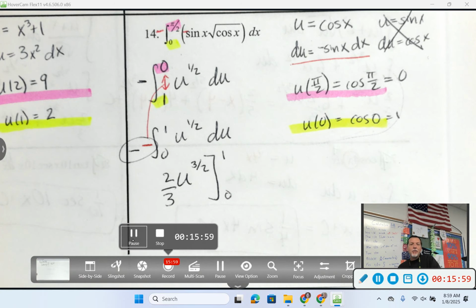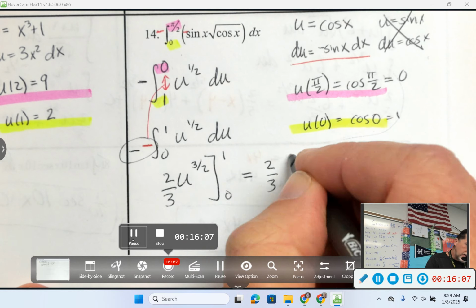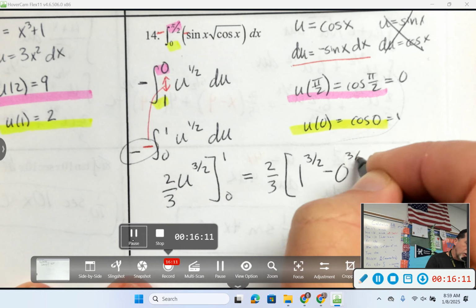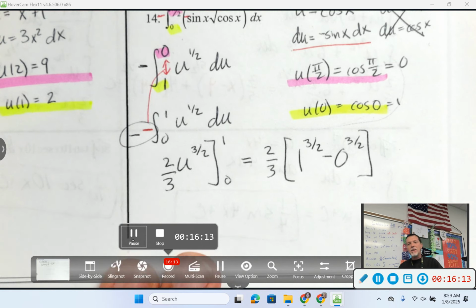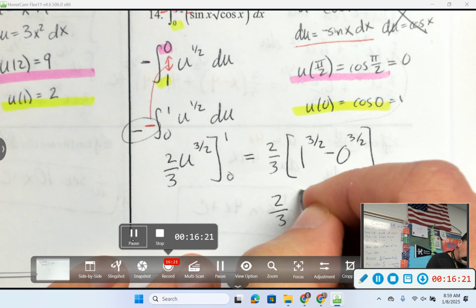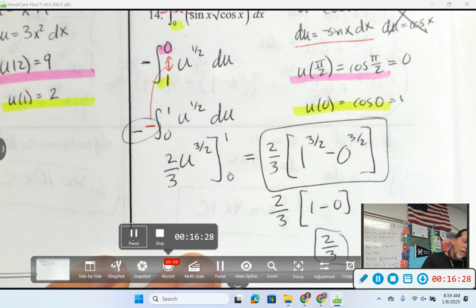Again, you don't have to do that. It's just convenient on, like, two fronts. It gets them in the right order, and you get rid of the negative sign. Let's see, 2/3, 1 to the 3/2 minus 0 to the 3/2. And if you're really enjoying a safe stop, then you stop there and you're done. Hopefully 1 to the 3/2 and 0 to the 3/2 is not complicated for you, but why bother messing something up when you can safe stop it?